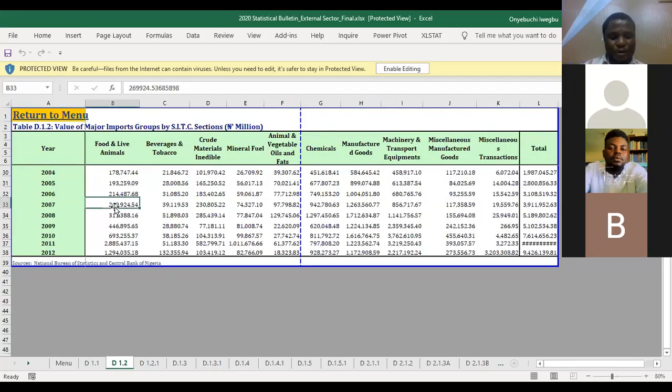So look at the categories of our importation. Things we import: food and live animals, beverages and tobacco, crude materials, minerals, animal and vegetable oils, chemicals, manufactured goods, machinery and transport, miscellaneous, okay? And let's look at what is the largest share. These two and this are the largest share, okay? If I sum these two, I need to enable editing so that I can sum the two.